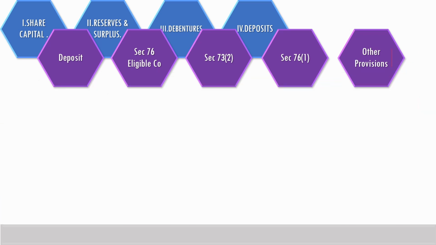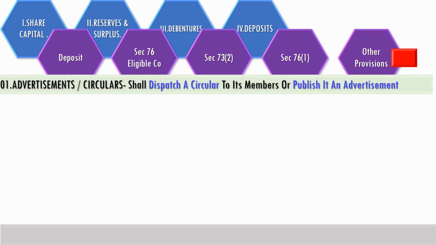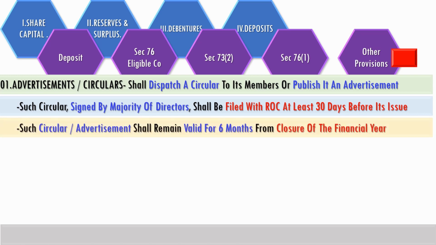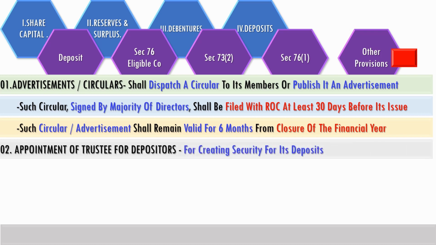A company accepting deposits shall dispatch a circular to its members or publish it as an advertisement, and such circular shall be signed by a majority of directors, filed with ROC at least 30 days before its issue, and such circular or advertisement remains valid for 6 months from closure of the financial year.